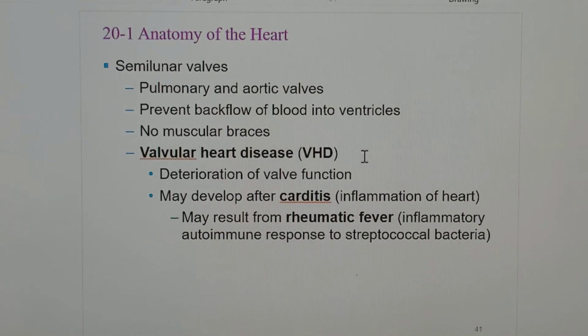Semilunar valves, the pulmonary and the aortic, prevent backflow of blood into the ventricles. No muscular braces. Valvular heart disease, VHD, is deterioration of the valve function. It may develop after carditis, inflammation of the heart, and may result in rheumatic fever, an inflammatory autoimmune response to streptococcal bacteria.